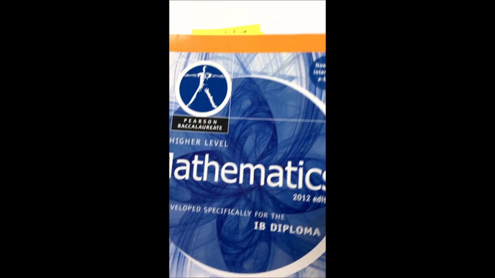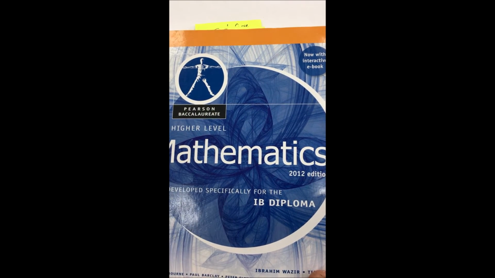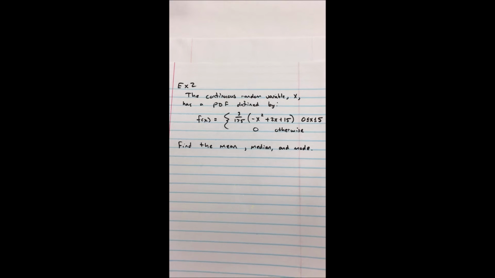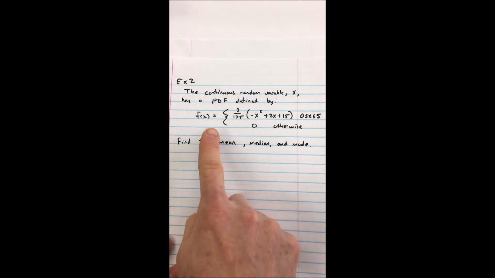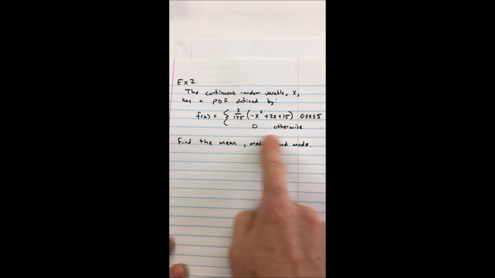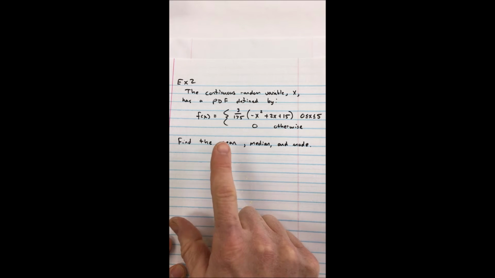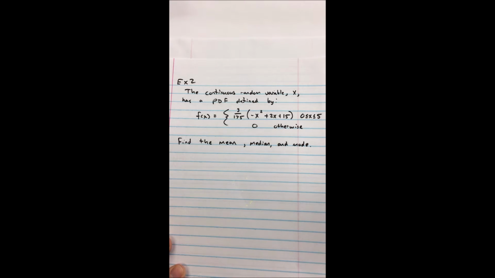So our next example is coming from a book that's designed specifically for IB. In this particular book, they have a problem that states that there is a continuous random variable whose probability density function is given by this piecewise function. They ask us to find the mean, the median, and the mode. Okay, so let's take a look at these.